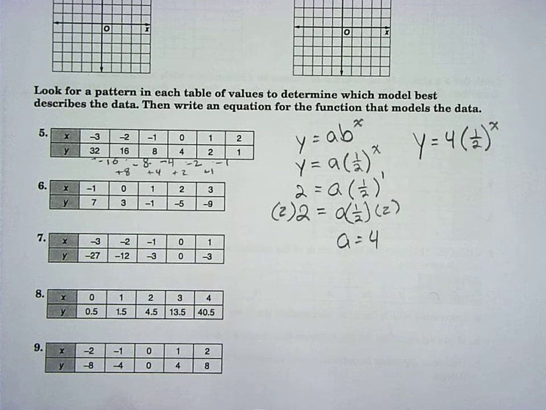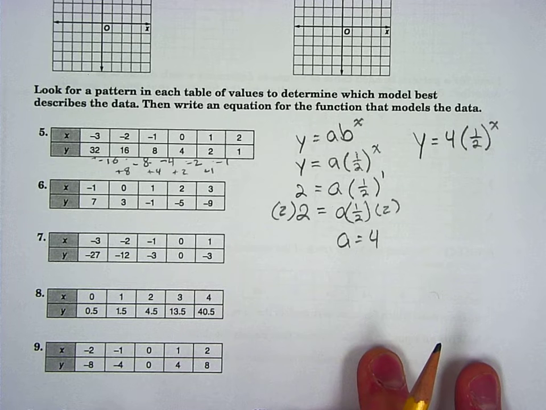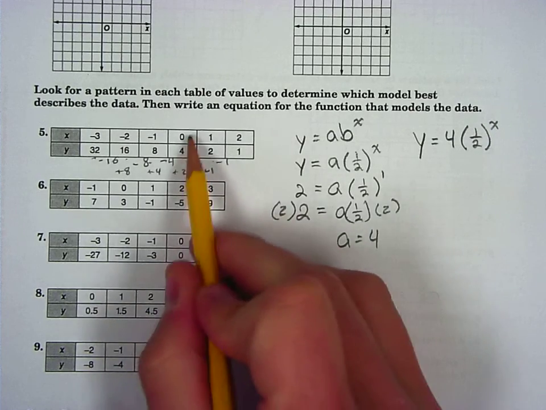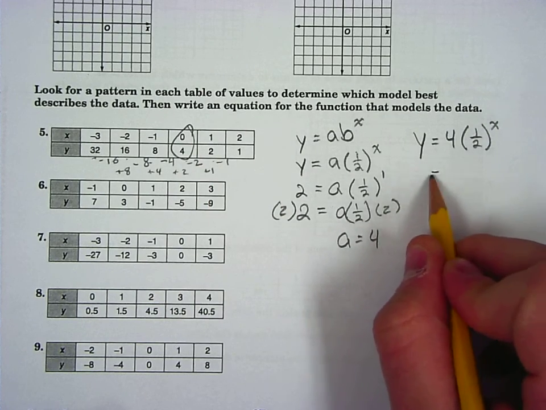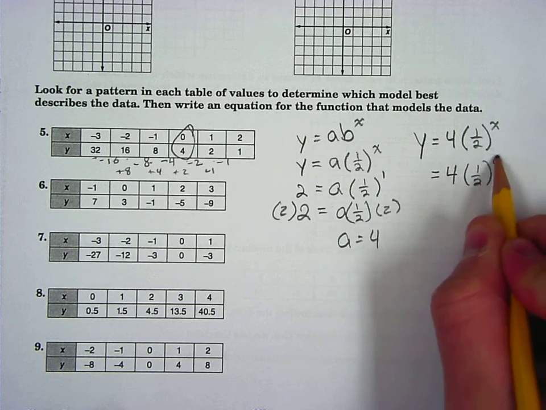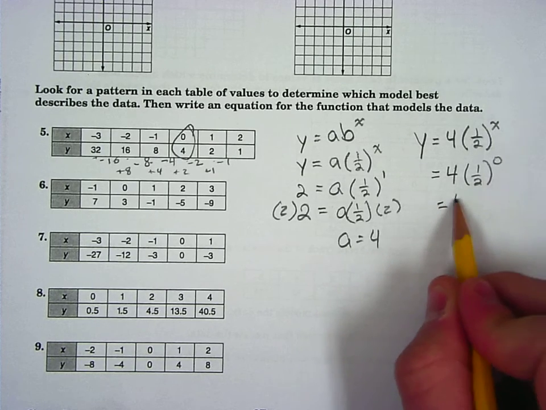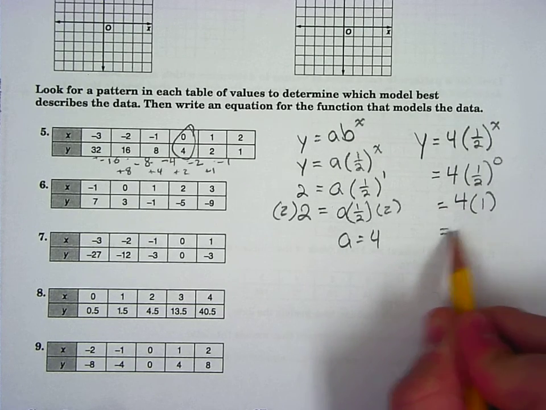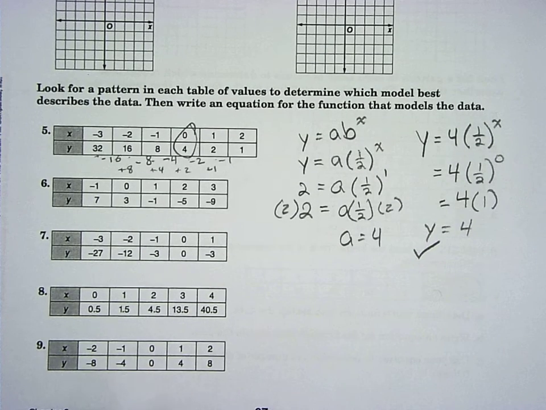And if you take any of the values from your table, you should be able to plug it in and get the output you're looking for. Alright, if you want to, we'll take this point (0, 4), plug it in and see if it works. So when I plug in 0 for x, do I get my output as 4? So I have 1/2 raised to the 0 power. Anything raised to the 0 power is just 1. So 4 times 1 is 4, which is my y. So that checks out.